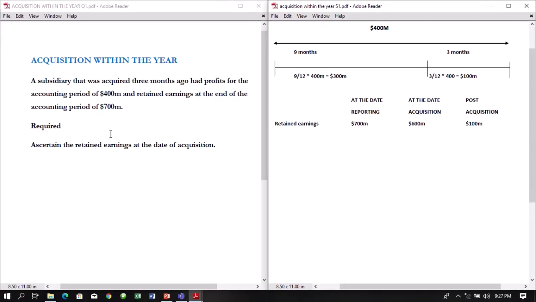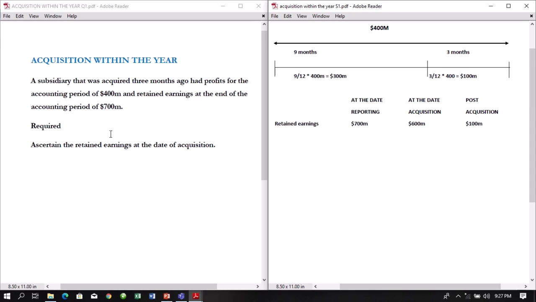And in this video we will definitely be looking at acquisition within the year. That is a situation whereby the parent company acquires the subsidiary company within the year, and what do we actually refer to as acquisition within the year in a group setting.